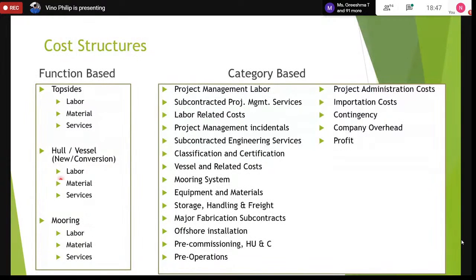Whereas SBM has its own mooring design department and is an integrated company. SBM provides everything integrated, whereas MODEC does the mooring as a subcontract service. So everything related to the mooring part, the labor, material, services, is in mooring, whereas the topside and hull costs are distributed between all these different areas of the cost structure. Labor-related costs are related to the administration of personnel, travel, taxis, flights, any business travel. Subcontracted project management services are the third-party inspections.